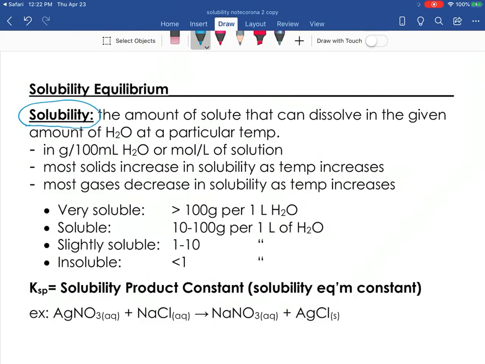All right, so solubility we talked about in grade 11. By definition it means the amount of solute that can dissolve in a given amount of water at a particular temperature. So if you remember last year, we did things with a solubility curve, and if you change the temperature, then the solubility of a solid increases. We did talk about gases, which we're not going to do in grade 12, that gases will decrease in solubility, which means they come out of solution, like your warm pop becoming less fizzy, that kind of thing.